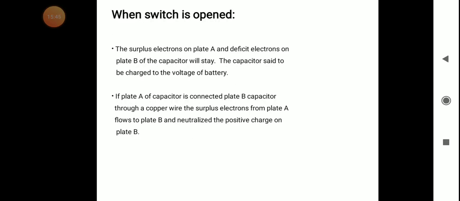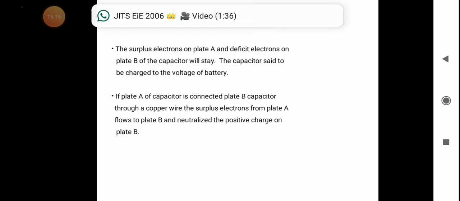The meaning is that the surplus electrons on plate A and the deficit of electrons on plate B of the capacitor will stay there. Now the capacitor is said to be charged. If plate A of the capacitor is connected to plate B through a copper wire, the surplus electrons from plate A flow to plate B and neutralize the positive charge on plate B.